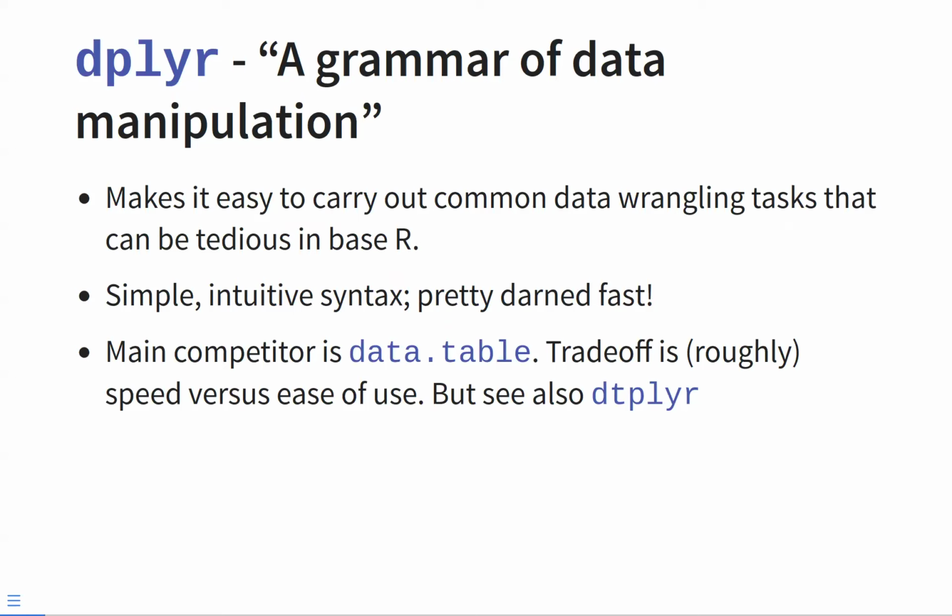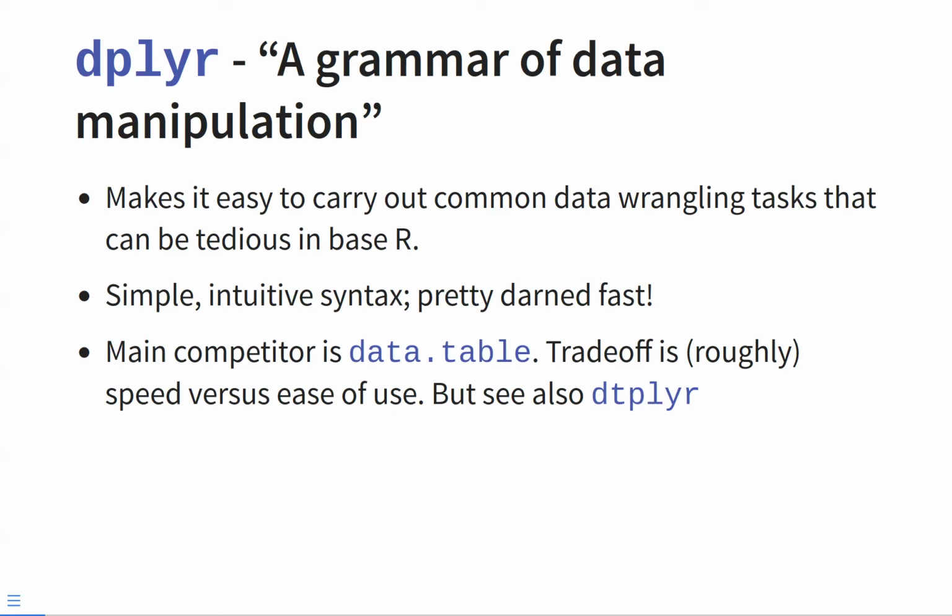dplyr is an R package that provides a grammar of data manipulation. Basically, it makes it easy to carry out common data wrangling tasks that can be tedious in base R. Its syntax is intuitive, simple, and it's pretty fast.